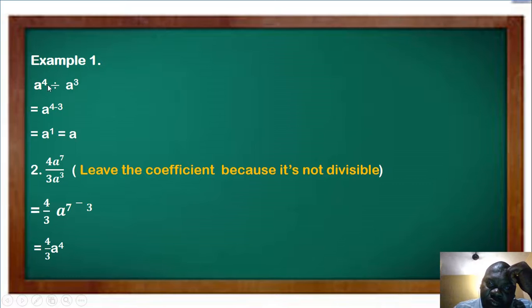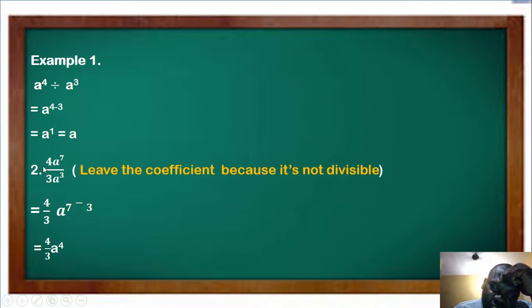Example 1. A raised to power 4 divided by a raised to power 3 is equal to a raised to power 4 minus 3, which gives a raised to power 1, which is also equal to a.